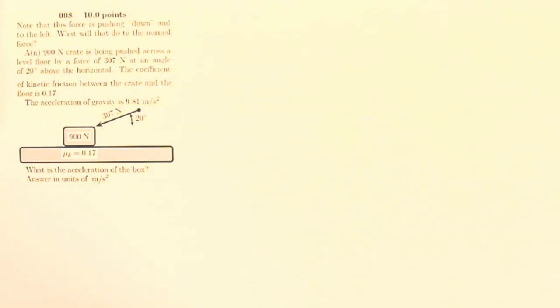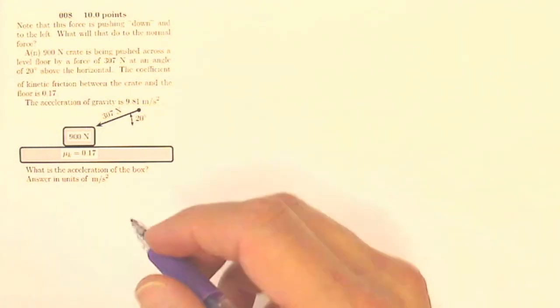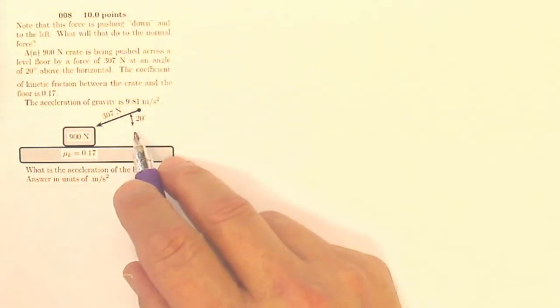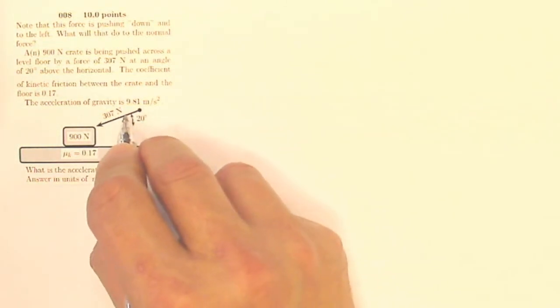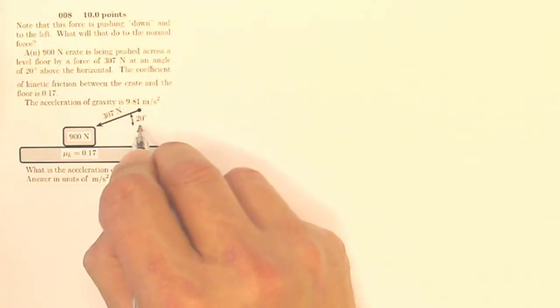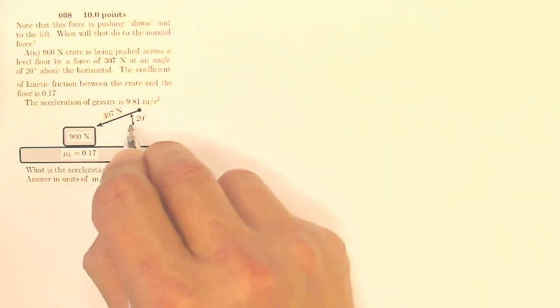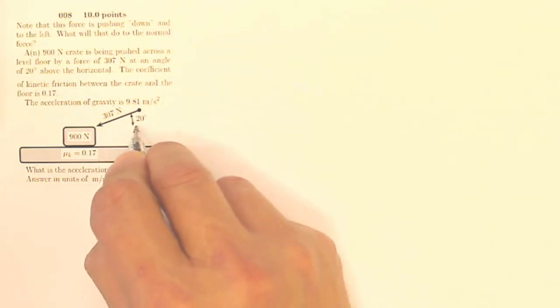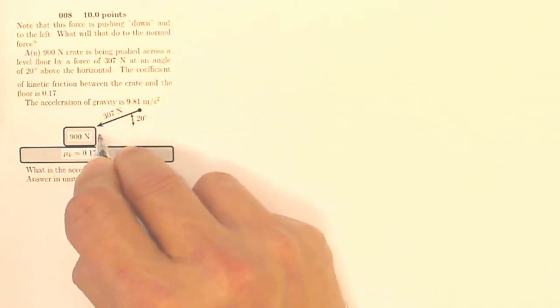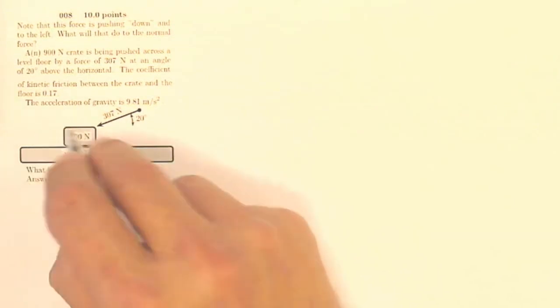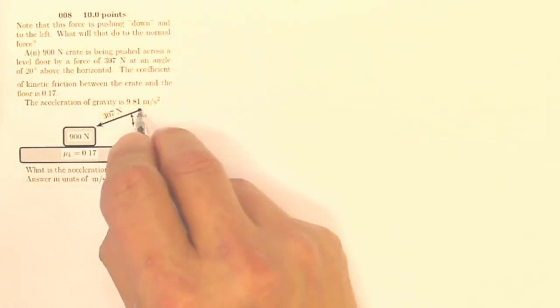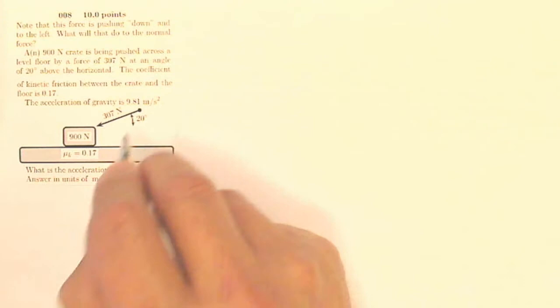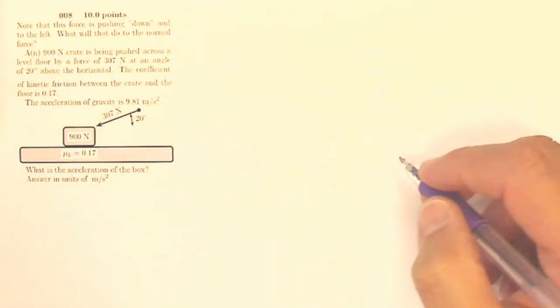This is physics homework number 11, question number 8. Very similar to question number 7, but what's different here is that this force is pushing down and to the left. Down and to the left. So now you're going to have an x component to the left and friction to the right. You've only also got the one force, not the two. But since this is down, your y component is going to be down. Let's see how all that works.